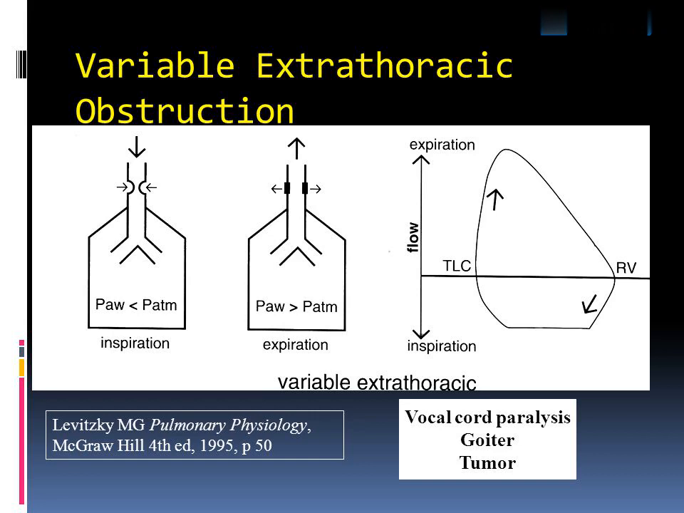Effects of forced expiration and inspiration in dynamic extrathoracic airway obstruction. Left, during forced expiration, intratracheal pressure, PTR, exceeds the pressure around the airway, lessening the obstruction. Right, during forced inspiration, when intratracheal pressure falls below atmospheric pressure, the obstruction worsens, resulting in flow limitation. Causes: vocal cord paralysis, goiter, tumor. Levitsky M.G. Pulmonary Physiology, McGraw-Hill, 4th ed., 1995, p. 50.